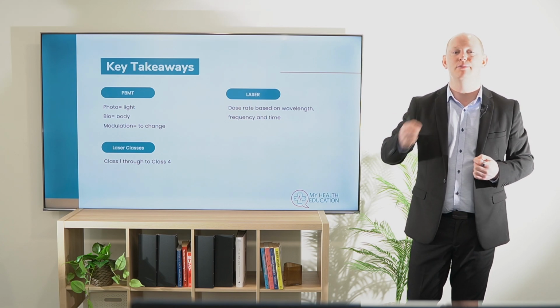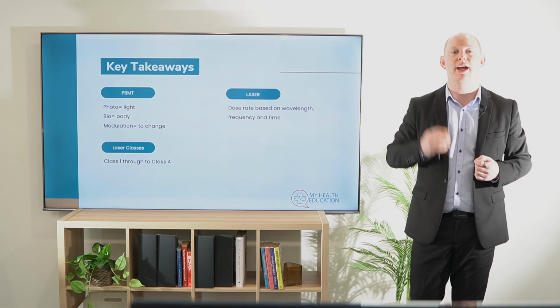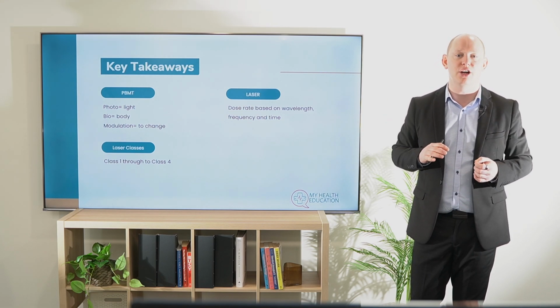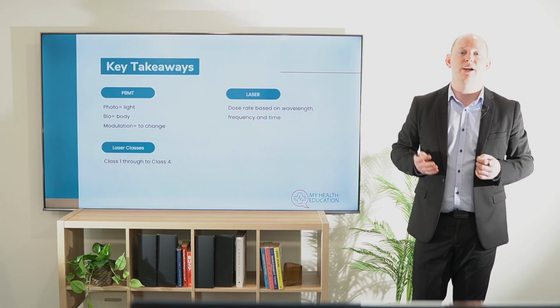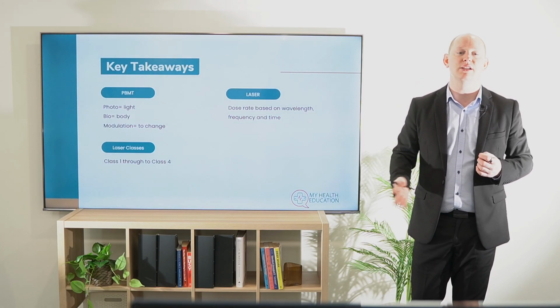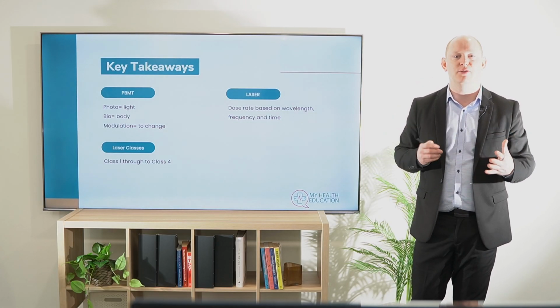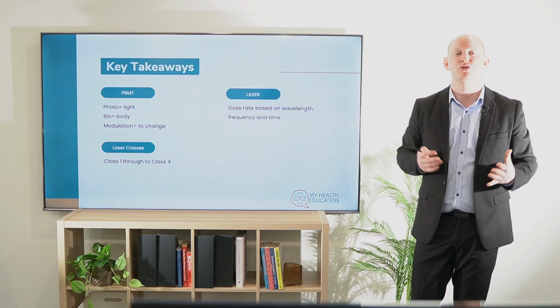Photo is light, bio, body, modulation to change. That's photobiomodulation therapy. The dose rate is based on that wavelength, the frequency and time, and the different classes are from that class 1 through to a class 4.